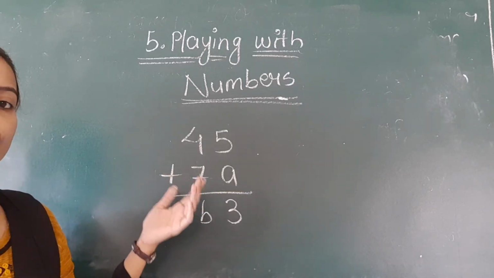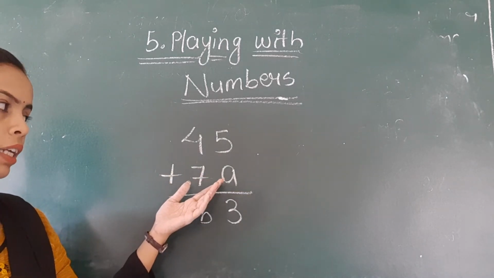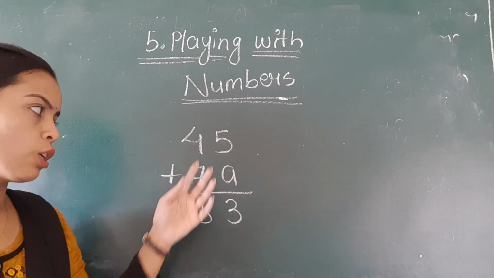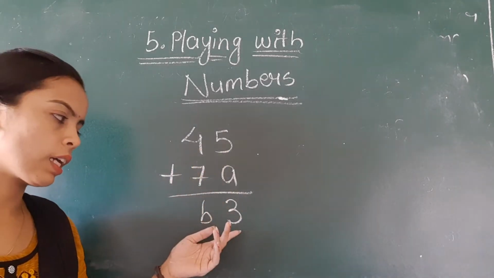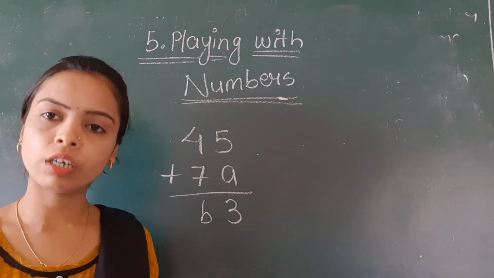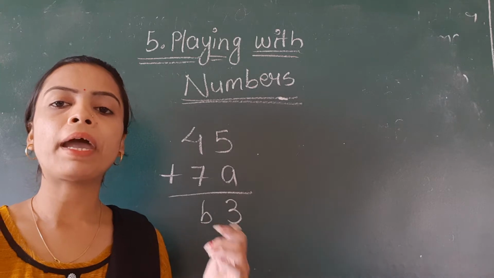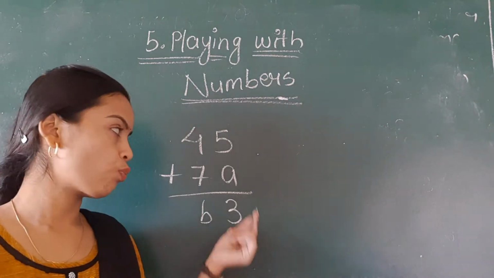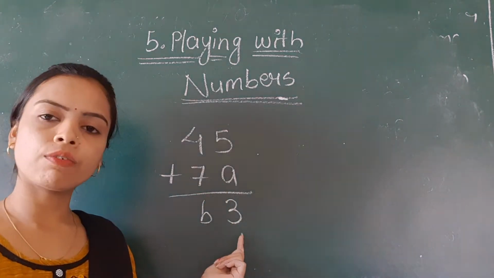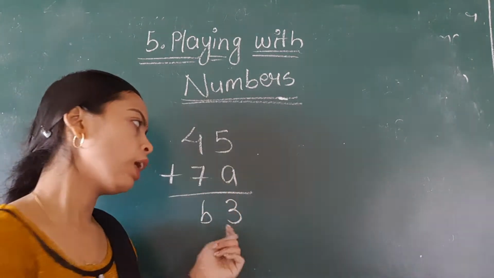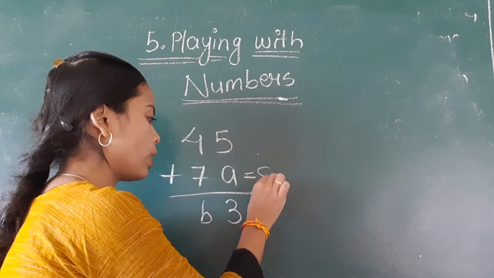Or you can say that to 5 you have added a number whose sum is above 10. So what do we add to 5 so that the last answer you get is 13? So to 5 we add 8, so that we get the answer as 13. So 5 plus 8 is equal to 13. So that's why here the 3. So the value of a is 8 here.